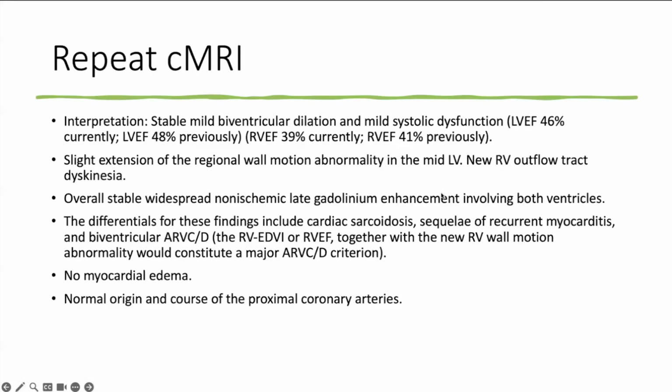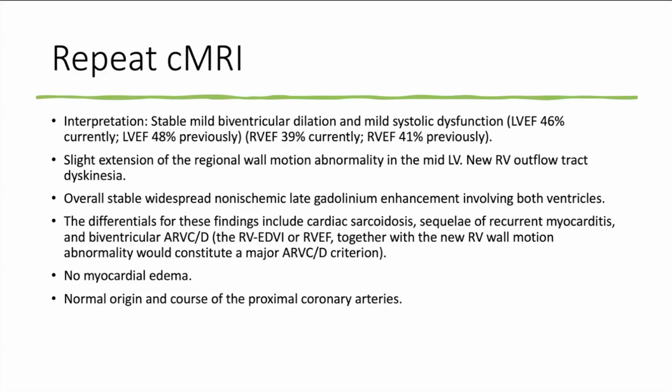So that MRI was reported as stable biventricular dilation, mildly reduced systolic dysfunction. EF on that was 46, so there's been a slow decline over her 3 MRIs from low 50s to 48 to 46. Slight drop in her RVEF at 39%. And the new finding on this MRI was that there was a new dyskinesia in the RVOT. So overall, the pattern of late gadolinium enhancement remained the same. It involved both ventricles. And so on this MRI, it was reported that the differential could be, again, myocarditis, sarcoidosis, or maybe biventricular ARVC or ARVD, which is one of the arrhythmogenic cardiomyopathies.